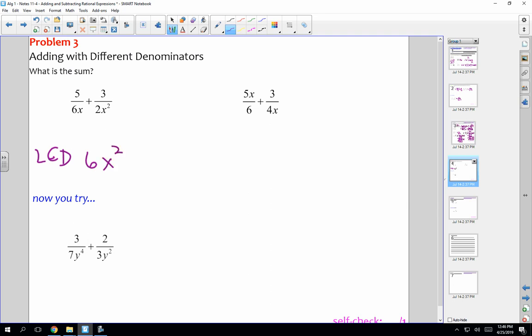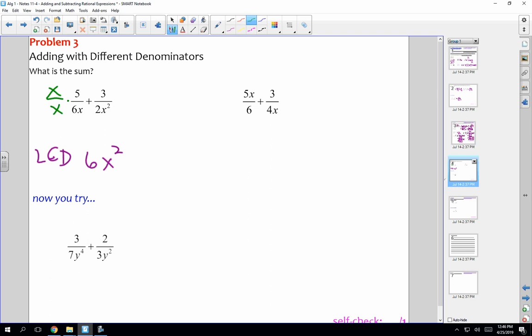So I've got to make the first fraction have a 6x squared in the bottom. It's not a problem. I can multiply the bottom by x. But if I'm going to multiply the bottom by x, I also have to multiply the top of that fraction by x. So I'm not changing the value of the fraction. I'm multiplying by a very carefully chosen value of 1. x divided by x is 1. So there's my multiplication here.